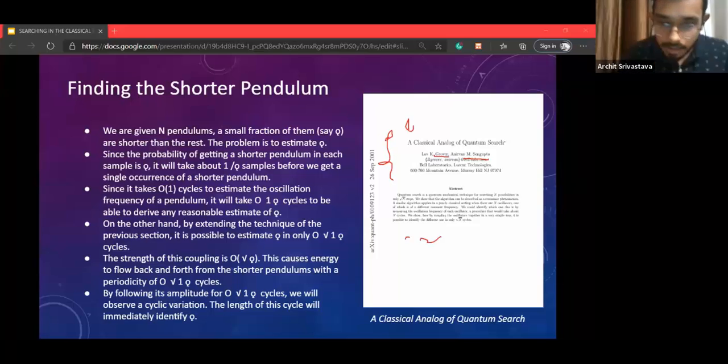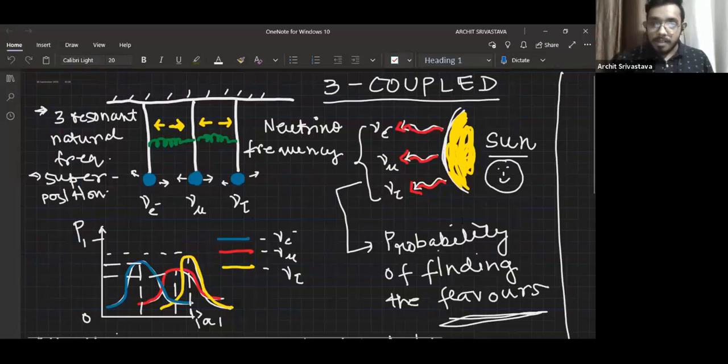Yeah. Just a quick follow up. Is my screen visible?